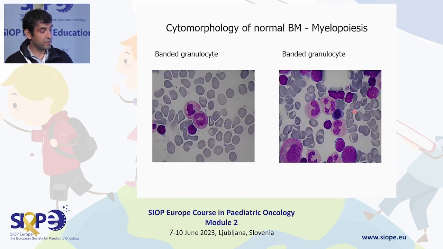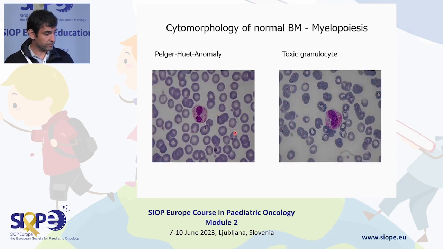Then the next stage is the banded granulocyte. This is known, I think, by most of you because you can see it in the peripheral blood, not only in the bone marrow, if patients have an infection.